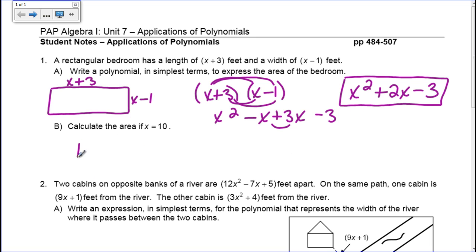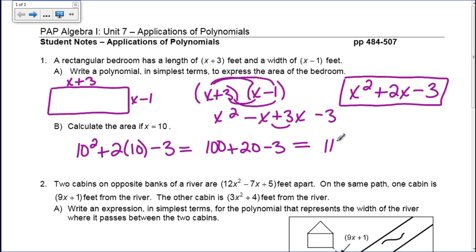So I have x squared, so I've got 10 squared plus 2 times 10 minus 3. That's going to give me my area. Well, 10 squared is 100 plus 20 minus 3. Well, 100 plus 20 is 120, and 120 minus 3 is 117 square feet. That is the area of the room. And so that's how you do that.